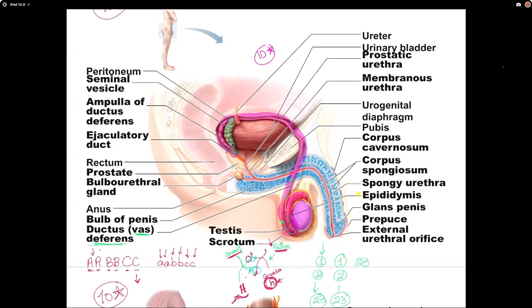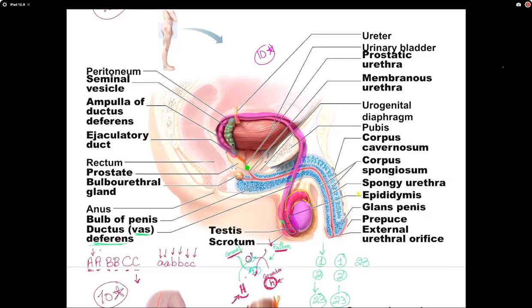The penis itself is divided into three segments: root, shaft or body, and glans. The external opening of the urethra is going to be the external urethral orifice. Opening is the orifice. Outside, external, of the urethra. So we're going to call it the external urethral orifice. At the entrance of the membranous urethra in the penis, it receives the secretions from a small, tiny little gland.